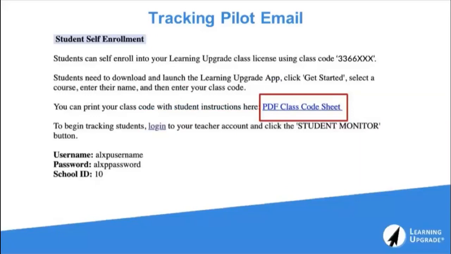Your students will use that 7-digit code, and by using it, they're going to enroll into your teacher tracking account. So we'll provide that information. You'll click login, and we'll give you a username, password, and school ID. Now you can log in to view all of our reports. You can see how the students are doing with their enrollment. You can see which learners have started, which courses they're on, and everything that's required to manage your classroom.